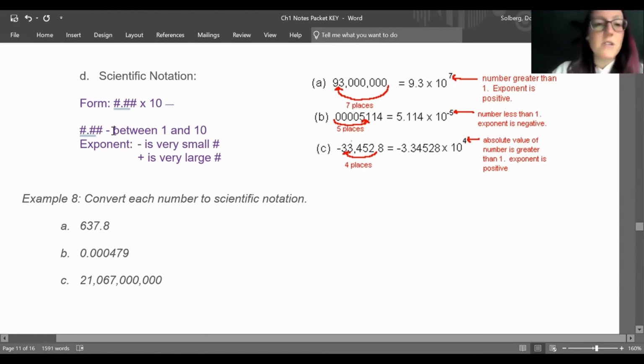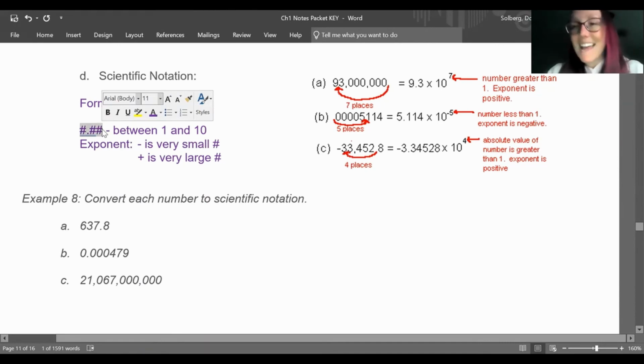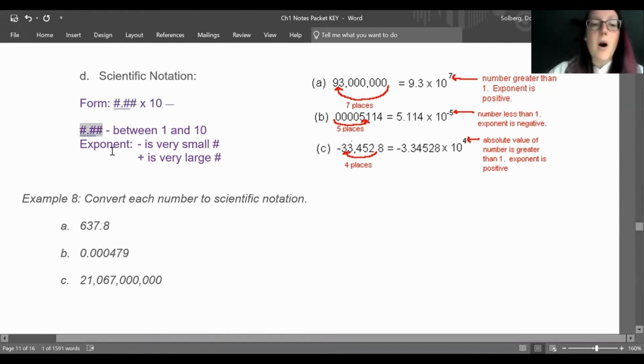Writing things in scientific notation should look like this. Some number in decimal form times 10 to some exponent. Okay. A couple of notes. That number in the front should always be between 1 and 10. So if you're trying to figure out how many times you've got to move your decimal place, always move it so that you have one number in front of your decimal place when you're writing in scientific notation.